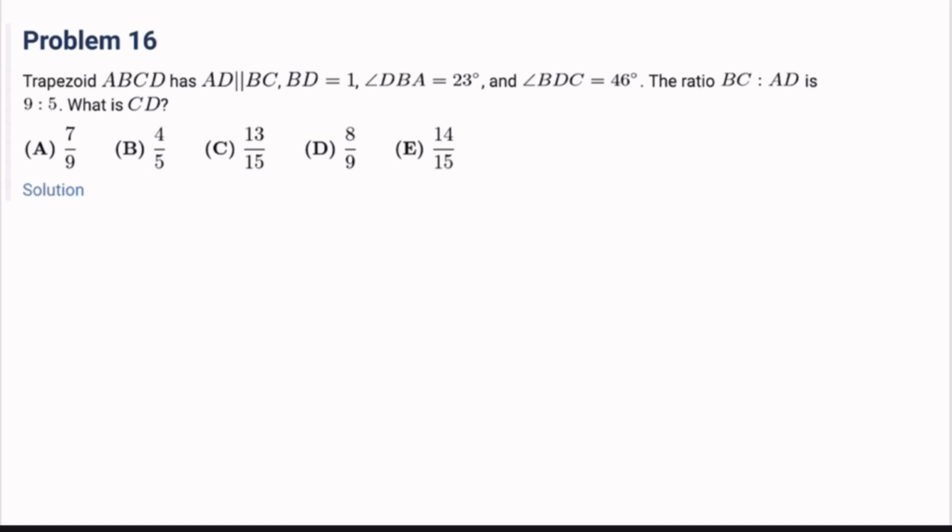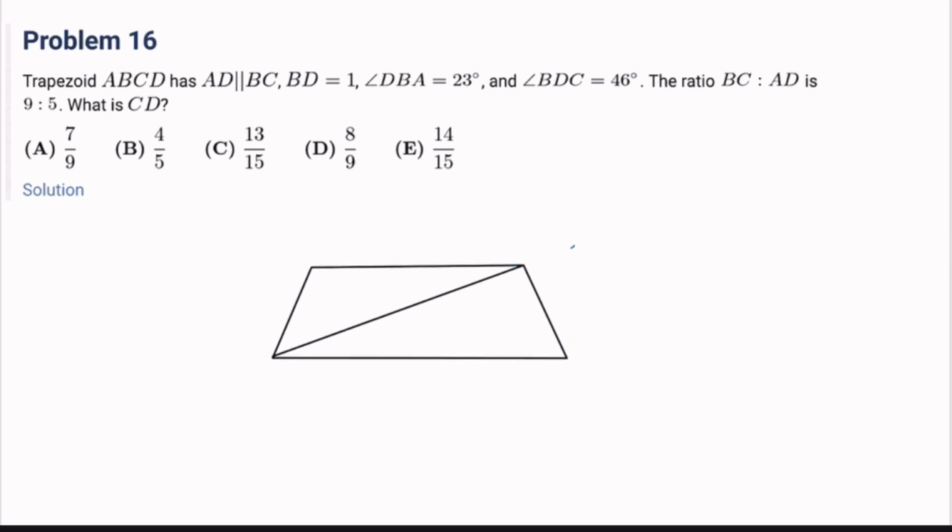Number 16, trapezoid ABCD has AD and BC parallel. BD is 1, angle DBA is 23, and angle BDC equals 46. The ratio BC to AD is 9 to 5. What is CD? Okay, so if we bring out a diagram like this, we're going to have A like that, B like this, C like this, and D like that. BC to AD is 9 to 5, so if this is 9, then this is 5.